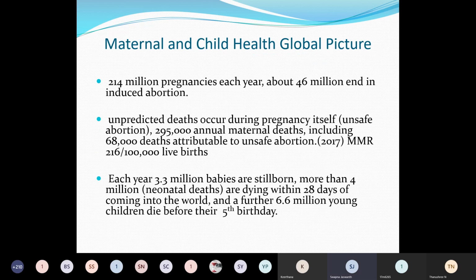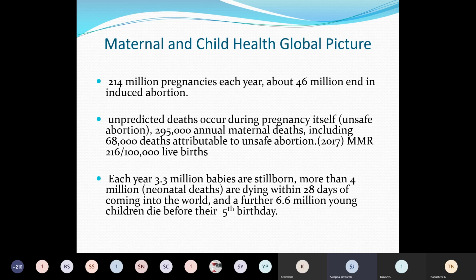So now coming to the various statistics in maternal and child health. First I would be talking about the global picture, followed by the Indian scenario. Around 214 million pregnancies occur all over the world every year. In this, around 46 million end up in induced abortion. So you can look at the numbers.